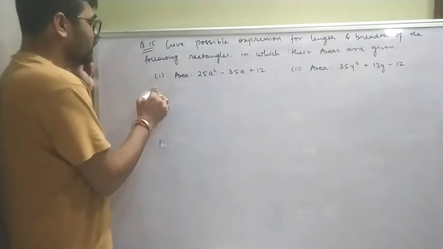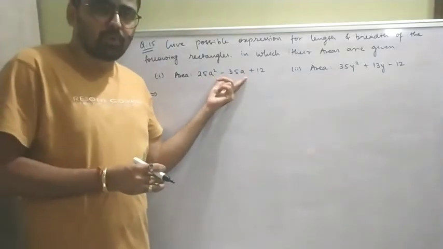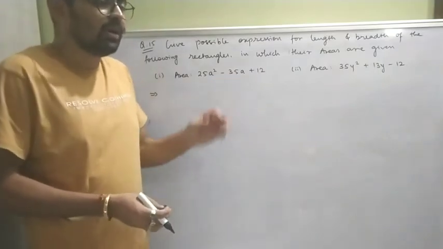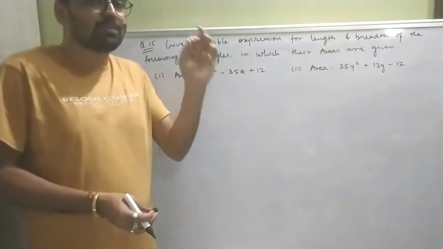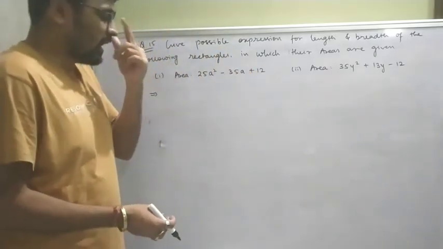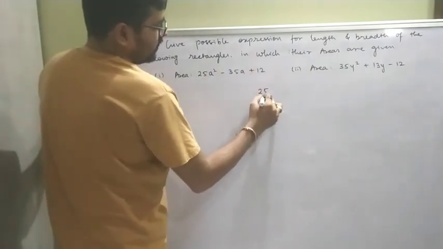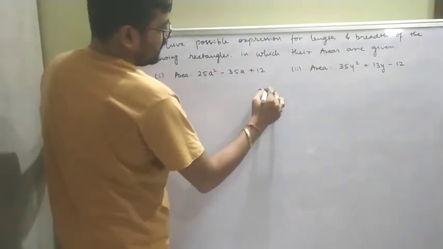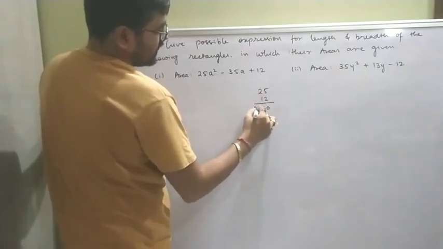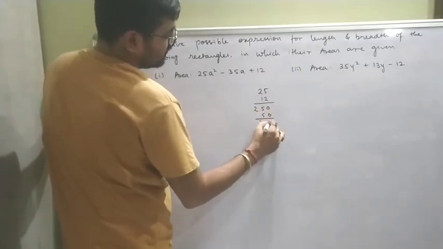Now how we are going to solve this? This is a quadratic polynomial and I want to find length and breadth. How is this possible? Don't worry, you are just supposed to do splitting the middle term. Correct? And we know how to do that. So first of all, 25 into 12. How much will it be? 5 2s are 10, 5 1s are 5, 2 1s are 2, 5 2s are 10, 1 2s are 4 and 1 5. So this will be 300.